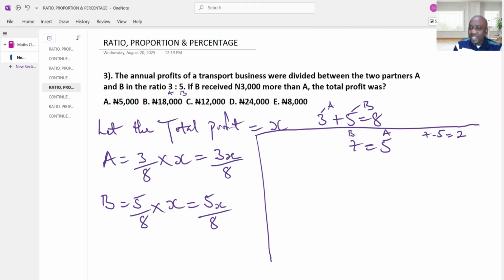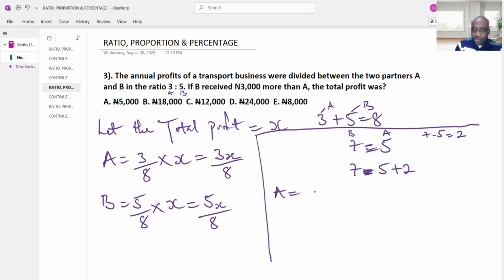Therefore, for them to be equal, what am I going to do? B is greater than A by 2, so I'm going to add that 2 to A so that they will be equal. Something like this, 5 plus 2. The difference by which B is greater than A, I add to A so that they will be equal. 7 equals 5 plus 2. This makes sense. Now, we are going to do the same thing here.